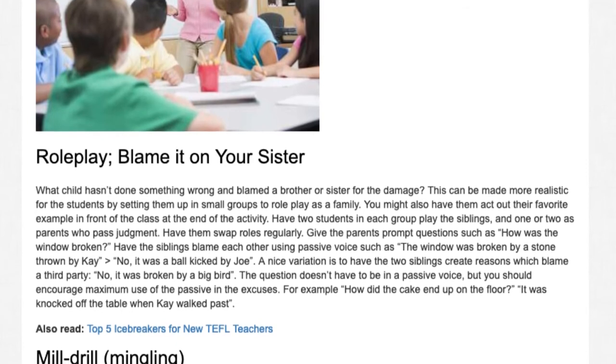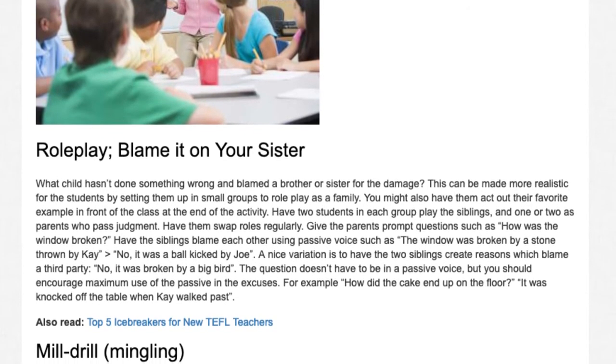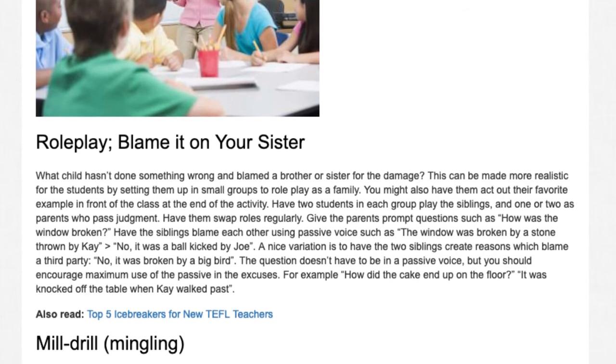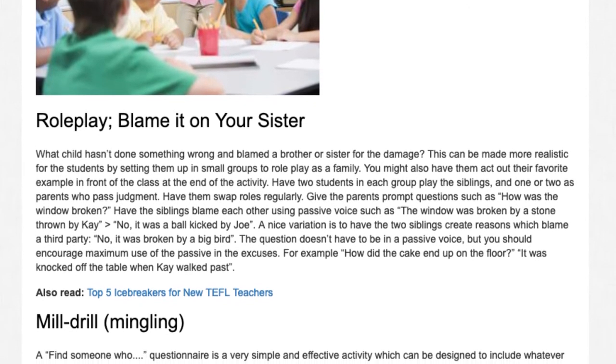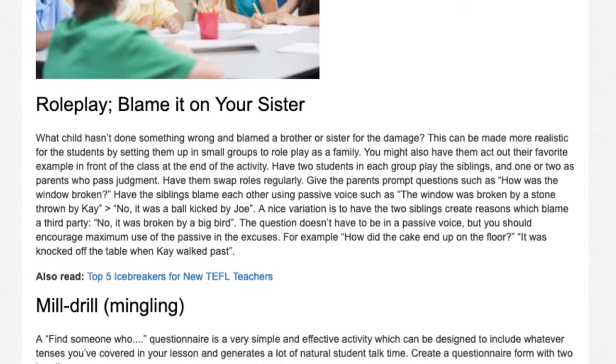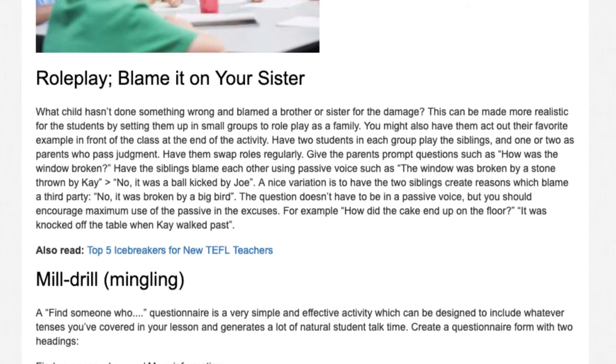The question doesn't have to be in the passive voice, but you should encourage maximum use of the passive in the excuses. For example, "How did the cake end up on the floor?" "It was knocked off the table when Kay walked past."